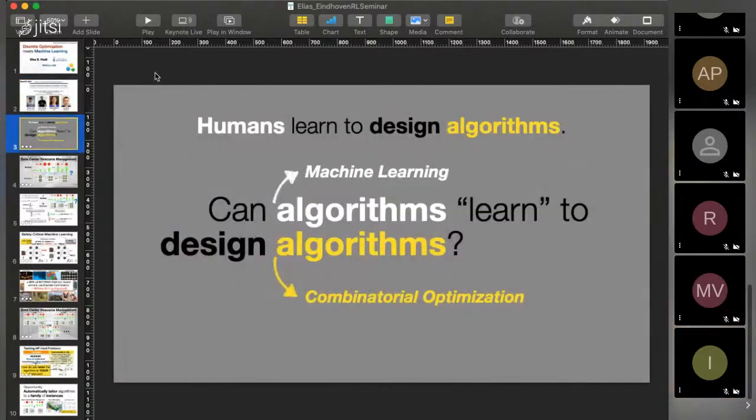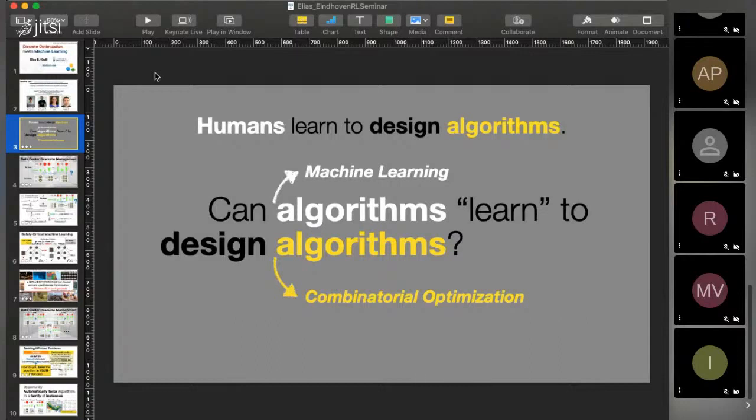Okay, so the overall problem setting revolves around answering this question. Can algorithms learn to design algorithms? The first kind is machine learning algorithms, which we see as general tools for leveraging data in some kind of decision-making or prediction process. And the second kind of algorithms is referred to as combinatorial or discrete optimization, and I'll use a couple of real-world problems to motivate the wider importance of combinatorial optimization, which, depending on your background and what you do, may or may not be as apparent.